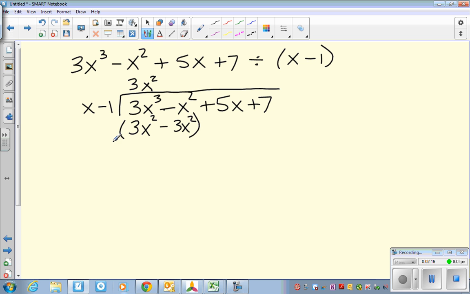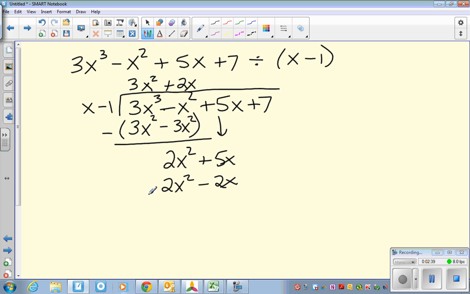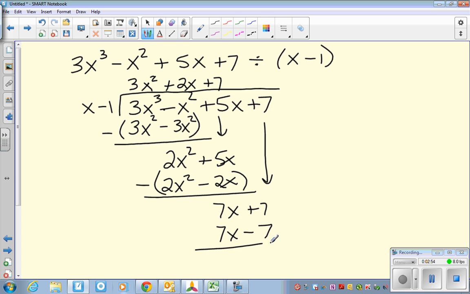Now you would take this and subtract. These cancel, minus x squared minus a negative 3x squared is a positive 2x squared. And carry this and see how many times this goes in. Well, that would be plus 2x, multiply, and then you get 7x here. Carry the 7 all the way down. And then you would see that this goes in plus 7. We have 7x minus 7. We end up getting 14. So the answer has a remainder of 14.